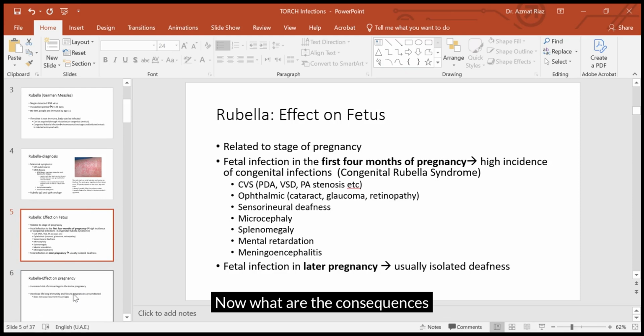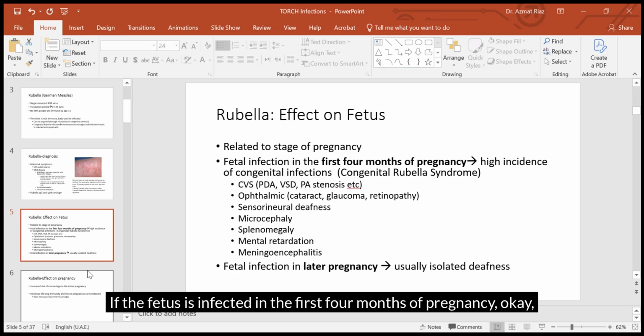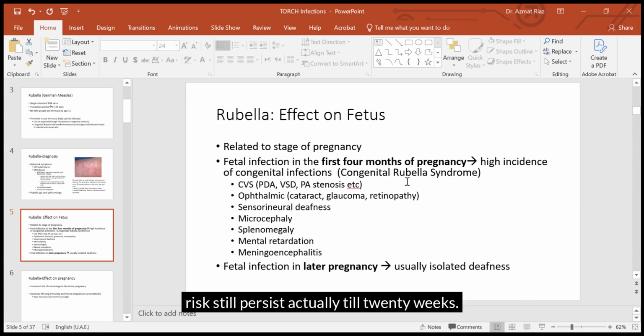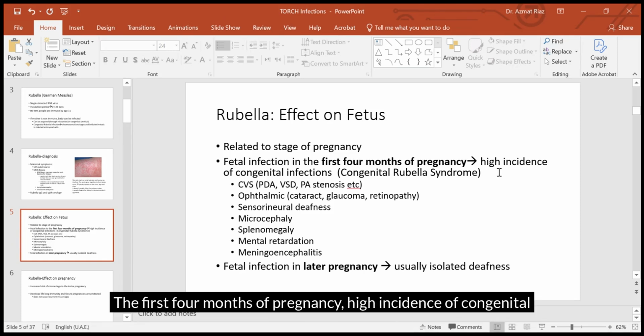Now, what are the possible consequences for the baby? The main thing is at what stage the baby is infected. If the fetus is infected in the first 4 months of pregnancy, which is like the first trimester, but the risk still persists actually till 20 weeks, and especially the earlier it is, the worse it is. In the first 4 months of pregnancy, there is a high incidence of congenital infections, which is called congenital rubella syndrome.